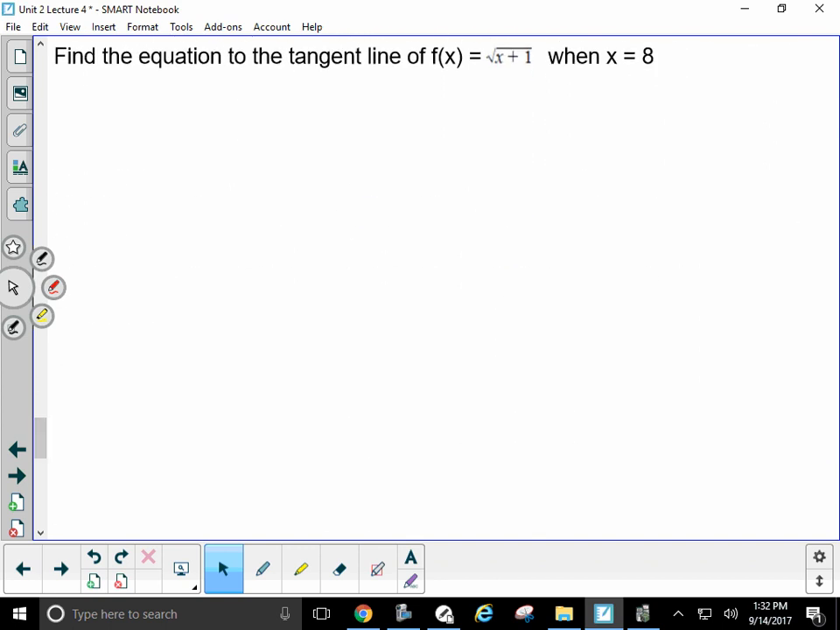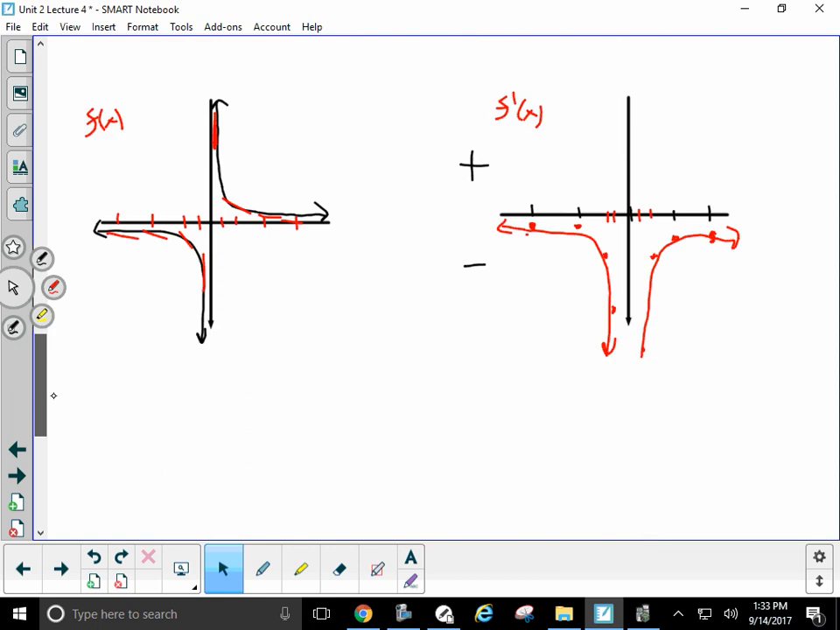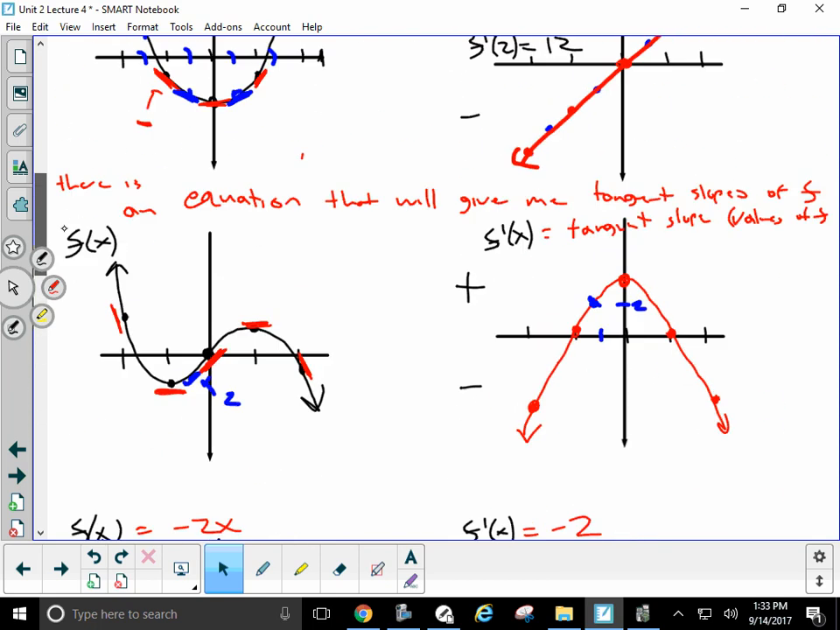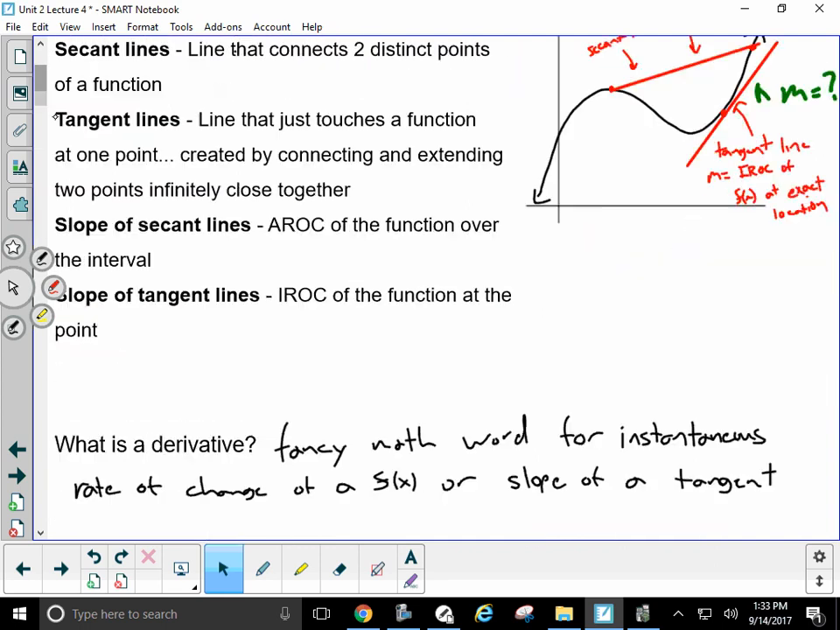Root x plus 1 at a location 8. Now I'm telling you right now, f prime of x is not 6x, right? We looked at all these different graphs of these different functions, and we can tell that they're going to create different equations here. So don't just assume that it's going to be something simple. We have to discover its tangent slope generator. Okay?